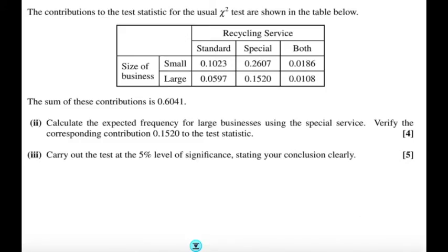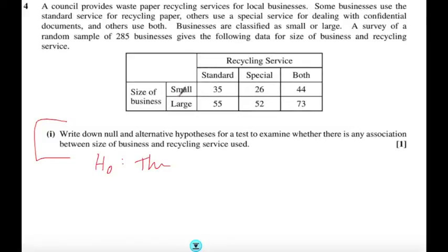Part 2, the contributions to the test statistic for the usual chi-squared test are shown in the table below. So they've done all the work for us. They've even added them up for us. Calculate the expected frequency for large businesses using the special services. Verify the corresponding contribution. So if we go back to our table, large businesses using the special services. So we want to work out basically if these weren't associated at all, how many businesses would we expect to be using? How many large businesses would we expect to be using the special service?